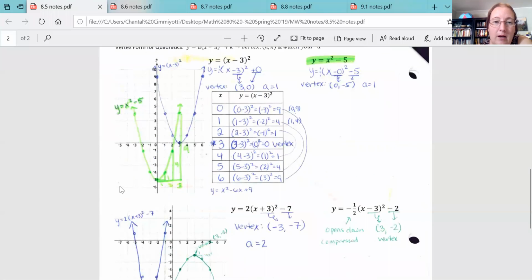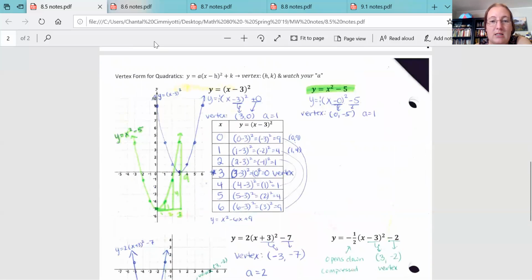So back to this one, if we saw that the vertex is 3, 0, and we realize that the A is 1, we can then plot our vertex at 3, 0, and go over 1 from the vertex and square that. 1 squared is 1, so 1 up. 2 over 4, because 2 squared is 4. 3 over from the vertex, 9, because 3 squared is 9. You can see that that's that same pattern. From the vertex, we went 1, we went 4, we went 9 up.